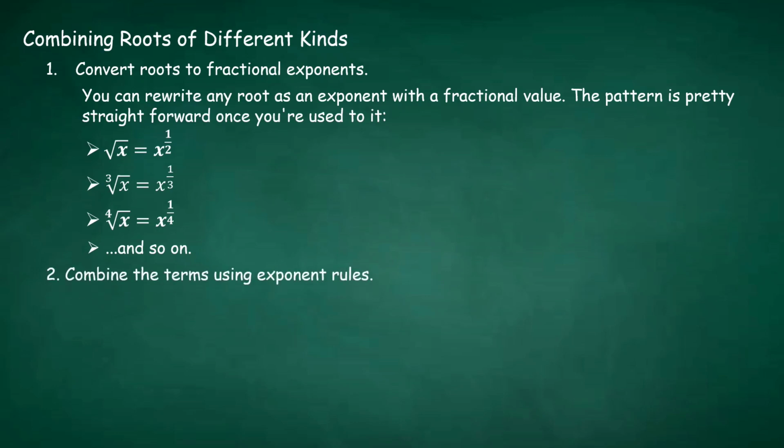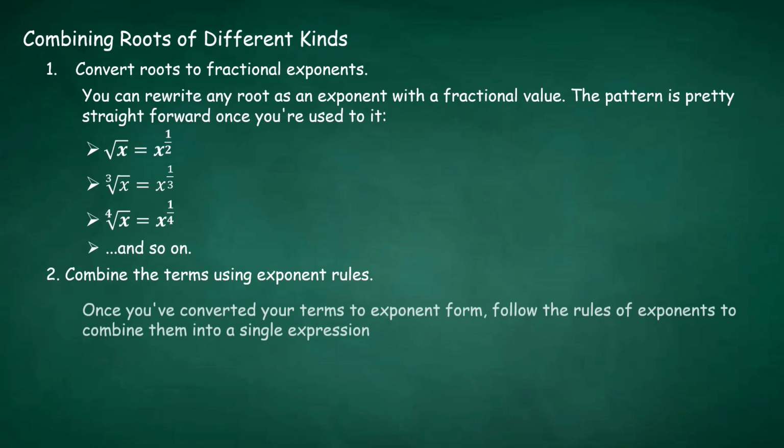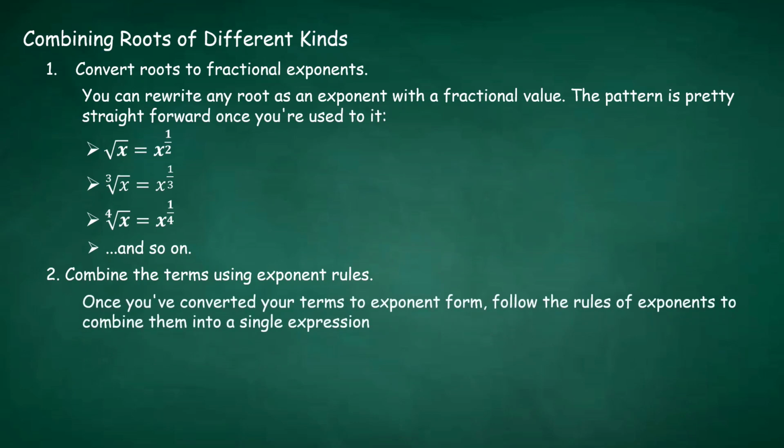2. Combine the terms using exponent rules. Once you've converted your terms to exponent form, follow the rules of exponents to combine them into a single expression. Simplify the square root of 3 and the fourth root of 3. So the square root of 3 becomes 3 raised to the power of 1/2. And fourth root of 3 becomes 3 raised to the power of 1/4. Since the exponents have the same base of 3, we can add the powers. 1/2 plus 1/4 is equal to 3/4.